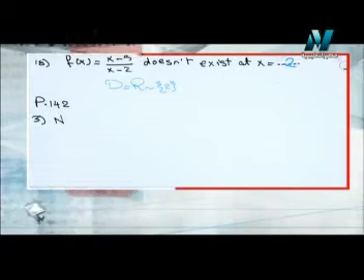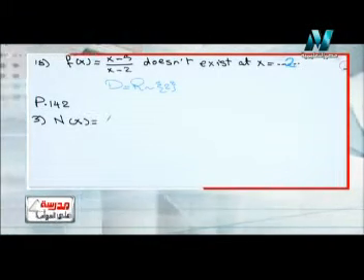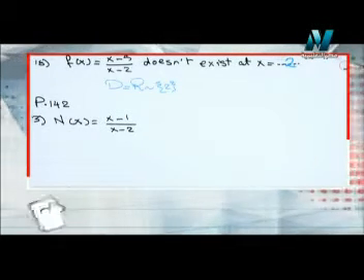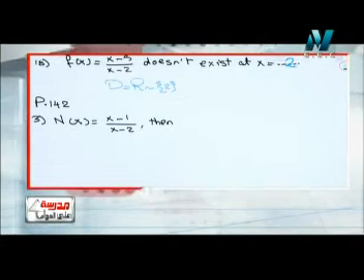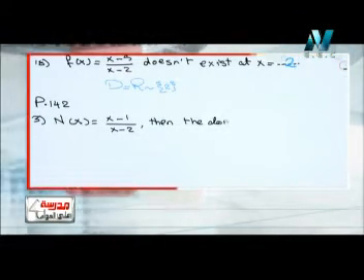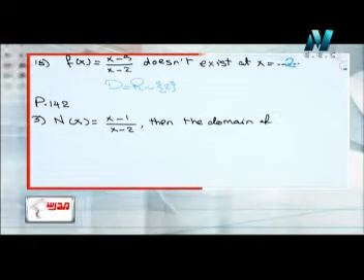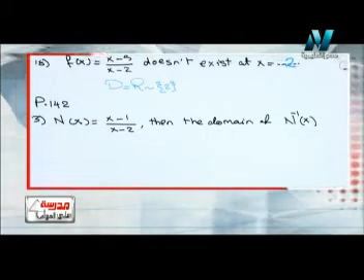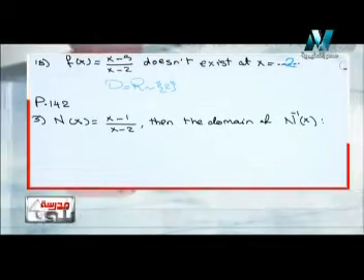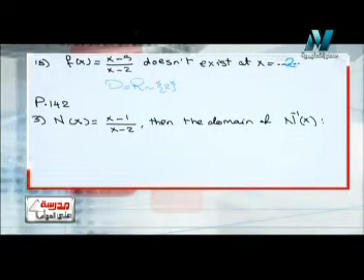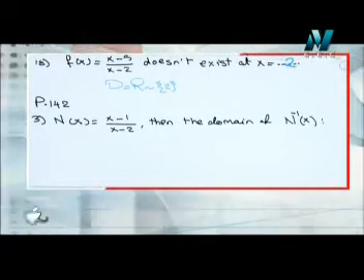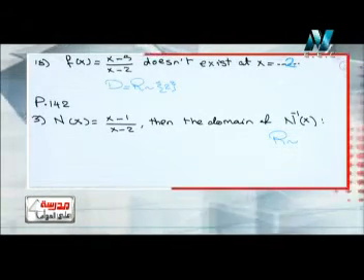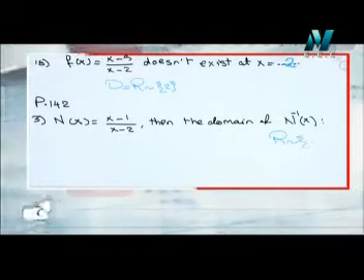The question says n of x equals x minus 1 over x minus 2, then the domain of the multiplicative inverse of n, with this abbreviation, n to the power negative 1 of x. n power negative 1 of x means the domain of the multiplicative inverse of the function, and the domain of the multiplicative inverse is R difference the set of zeros of the numerator and the denominator, which are 1 and 2.